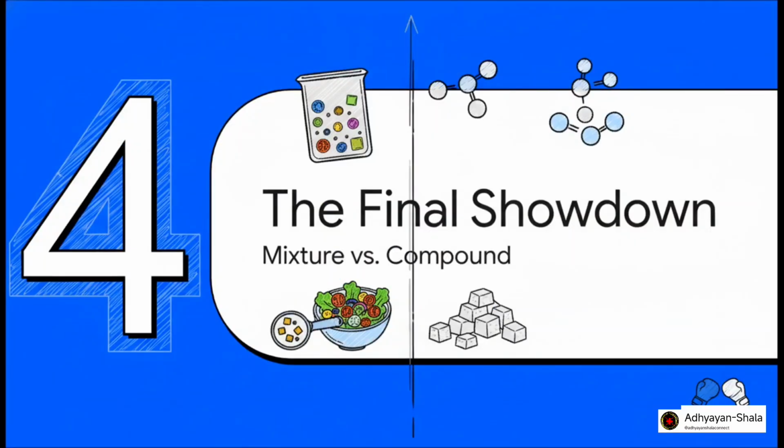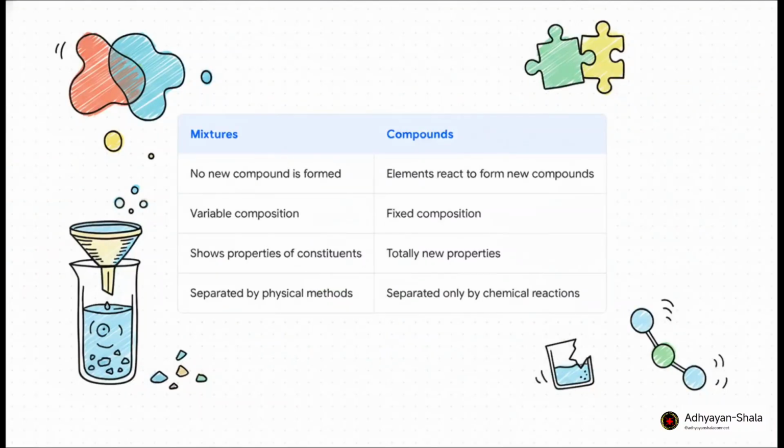All right, we've been down both paths of our map. We've seen mixtures, we've seen pure substances, so now it is time for the final showdown. Mixture versus compound. Let's really nail down the difference. Okay, let's break this down. In a mixture, things are just mixed together. No new substance is formed. But in a compound, the elements actually react to create something brand new. With a mixture, you can have a little salt or a lot of salt in your water. The composition is variable. But with a compound, like water, the recipe is always fixed. H2O, period.